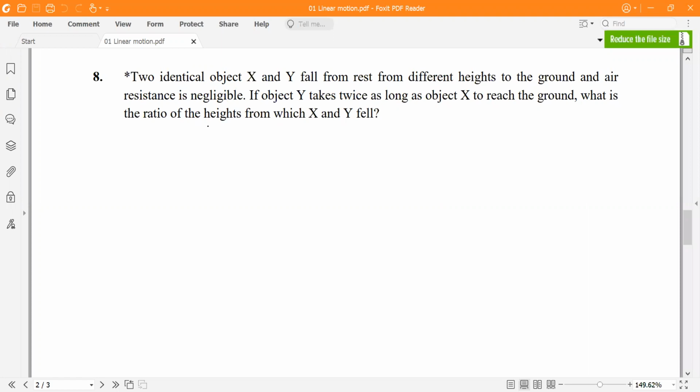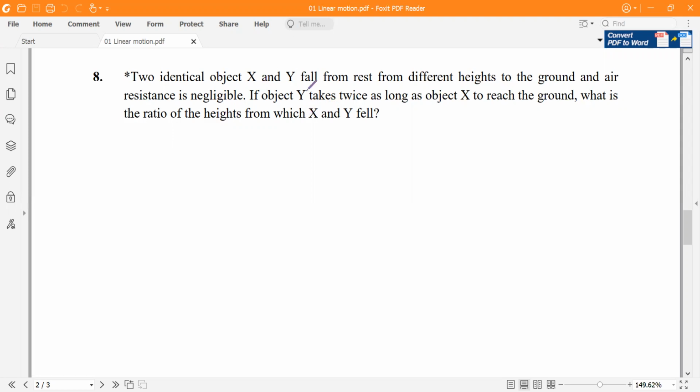Two identical objects, X and Y, fall from rest from different heights to the ground and air resistance is negligible. If object Y takes twice as long as object X to reach the ground, what is the ratio of the heights from which X and Y fell?